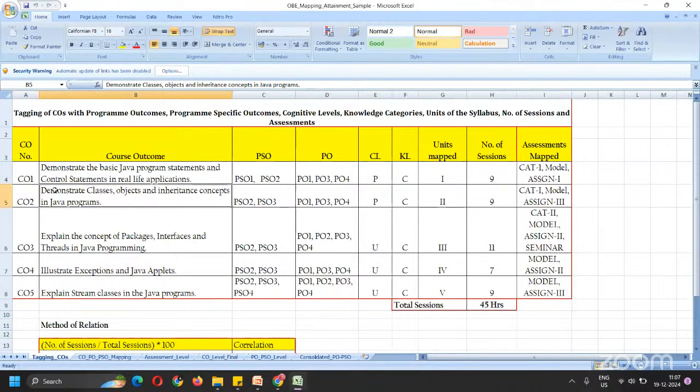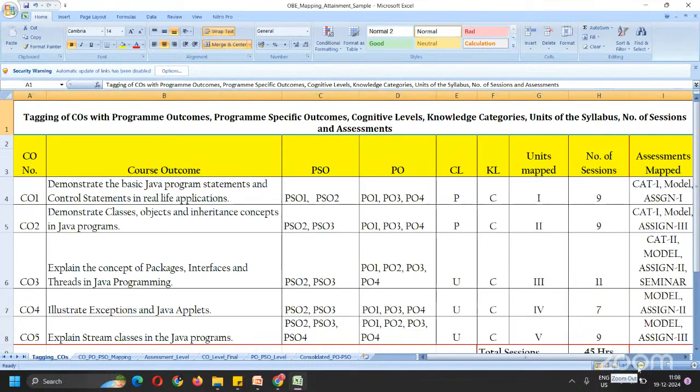So hope my Excel is visible to you. Yes, ma'am. Yes, okay, visible. Okay. So I'll be just zooming in so that you can have better clarity.